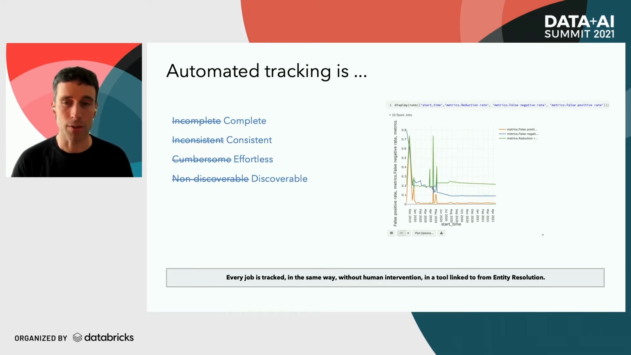With automated tracking using MLflow, the data is complete, consistent, it's effortless to capture, and it's discoverable because it's built into the tool that we built. And so every job is tracked in the same way without human intervention in MLflow, which we link to directly from our entity resolution product. And so you can have a nice graph like we see here on the slide that shows false positives versus false negatives. And it's just nice to be able to see how this is changing over time.